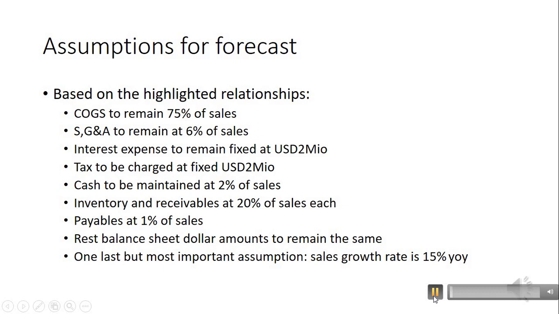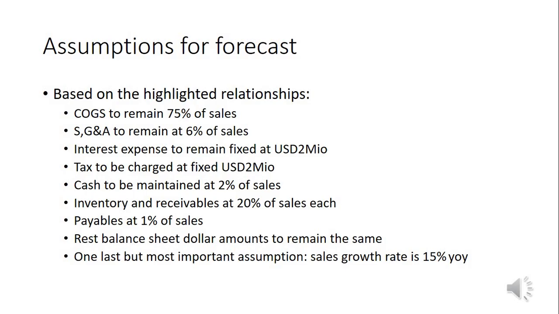Before diving into the mathematics of forecasting, here we summarize all the assumptions that go into our forecast. First, we expect the cost of goods sold to remain 75% of sales. The other expenses will remain at 6% of sales. Interest expense and taxes remain at the same dollar amounts going into the next year.